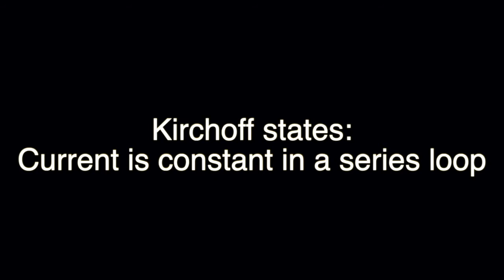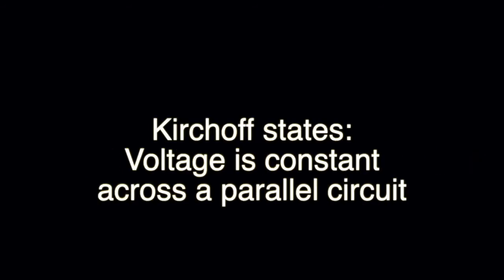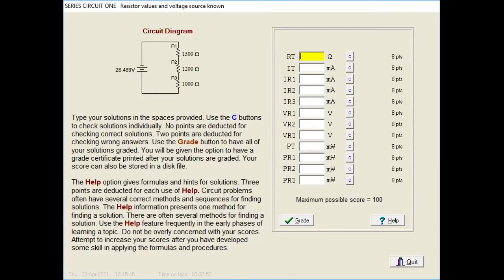And then there's Kirchhoff's parallel law, where voltage is constant across a parallel circuit. So whenever we have two or more components in parallel, if we take a meter and measure across those components, we're going to find that the voltage is always the same. With these rules in mind, let's try to tackle our first problem.